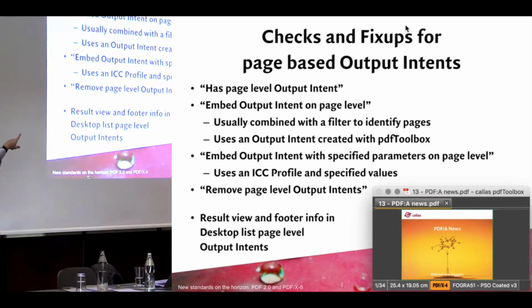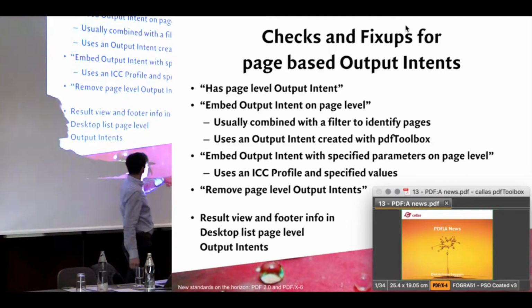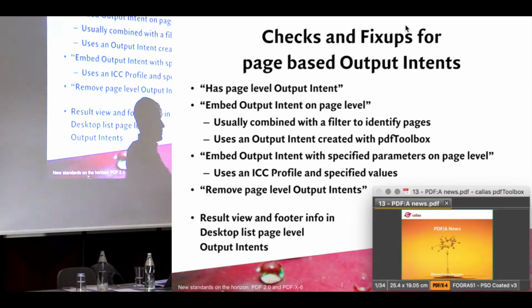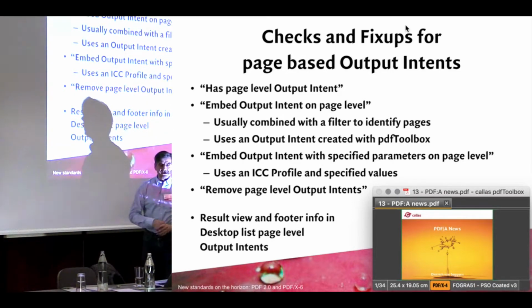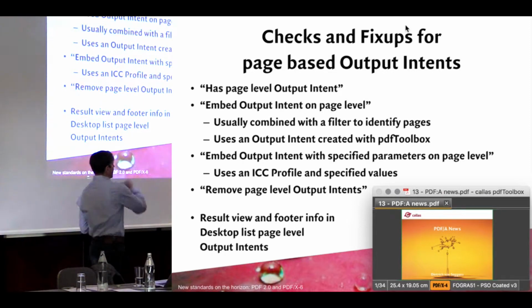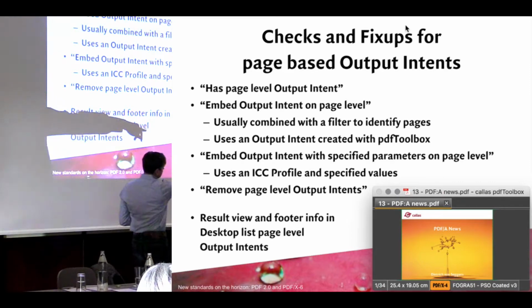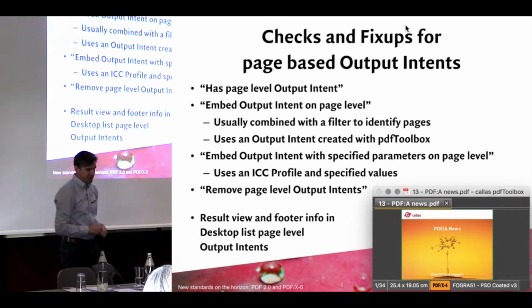There are two flavors of this fix-up: to add that, and you can also remove them. And in the result view and the viewer in pdfToolbox desktop standalone, you have an indicator for the output intent, and that reflects the output intent on page level. So if the page that you're currently looking at has a different output intent than the next page, this would change there.